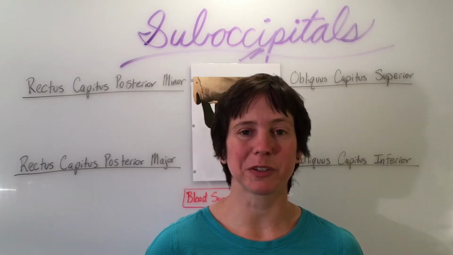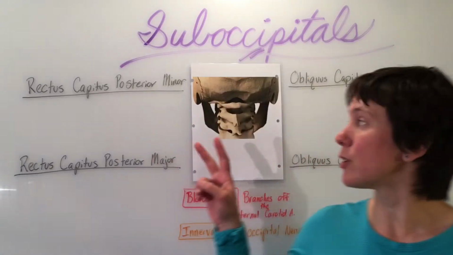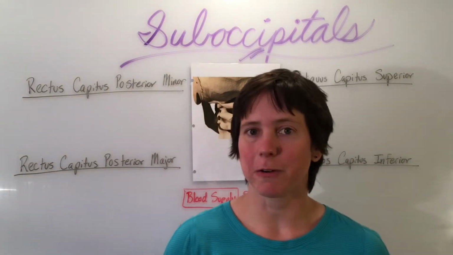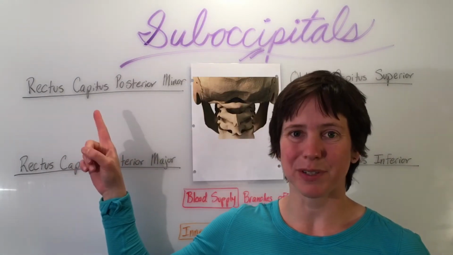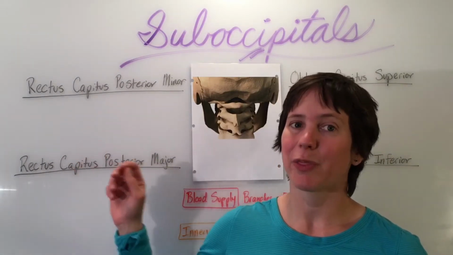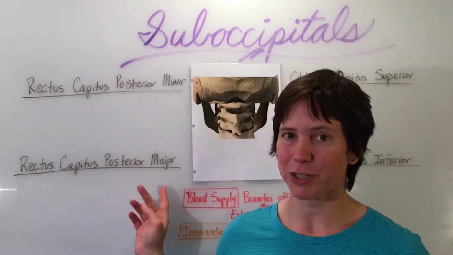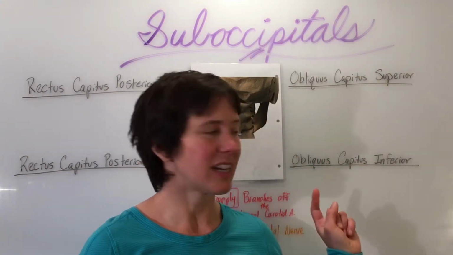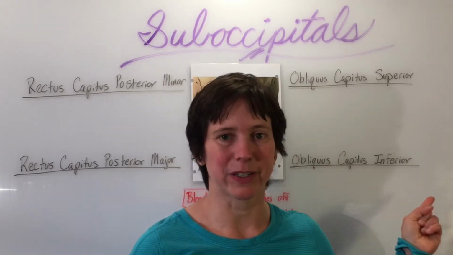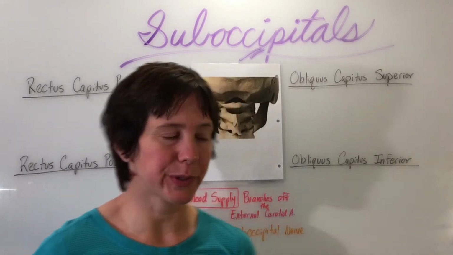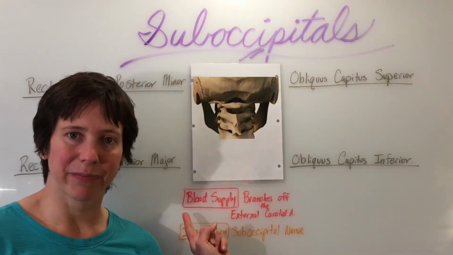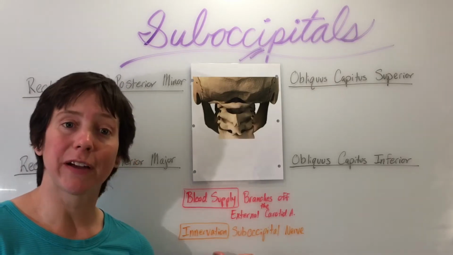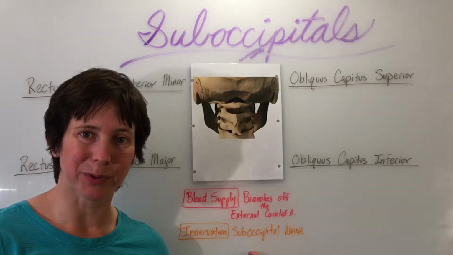These suboccipital muscles are a group of 4 muscles located on the posterior side of the skull and the neck. It consists of 4 muscles: the Rectus Capitis Posterior Minor, the Rectus Capitis Posterior Major, the Obliquus Capitis Superior, and the Obliquus Capitis Inferior. Now, all 4 of these muscles have the same blood supply of the branches off the external carotid artery, and they all have the same innervation, which is the suboccipital nerve.